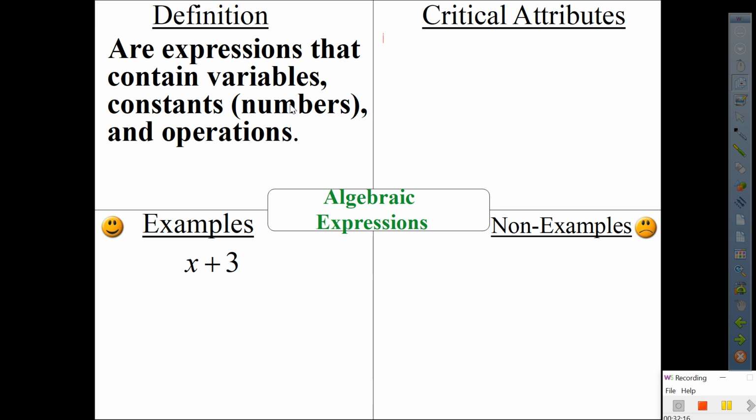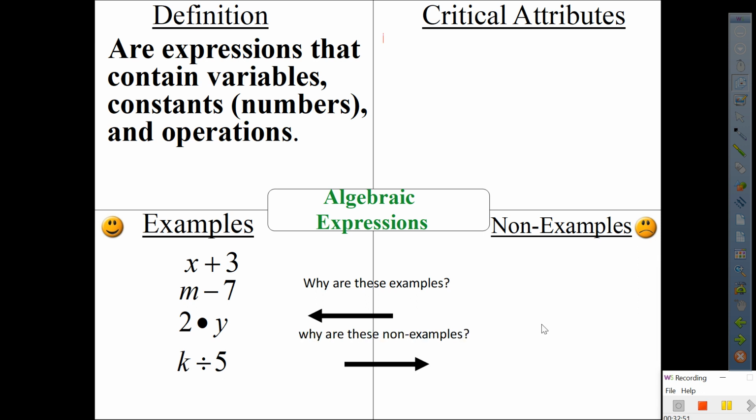Does it have a variable? Yes. Does it have a constant? Yes. Does it have an operation? Yes. Copy this next one. m minus 7. This one, 2 times y. And this one, k divided by 5. All of these are examples of algebraic expressions. Pretty straightforward, right? Okay. So now that we know what algebraic expressions are, if these are algebraic expressions, why are these not? Don't copy it yet. Just look at them. Why are these not algebraic expressions?